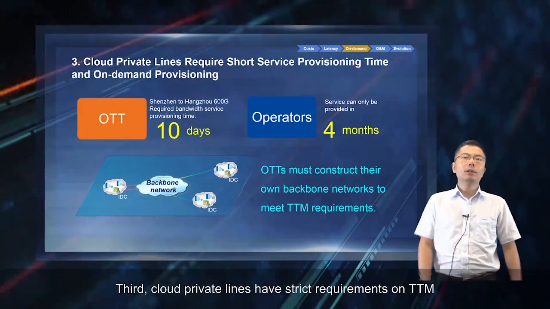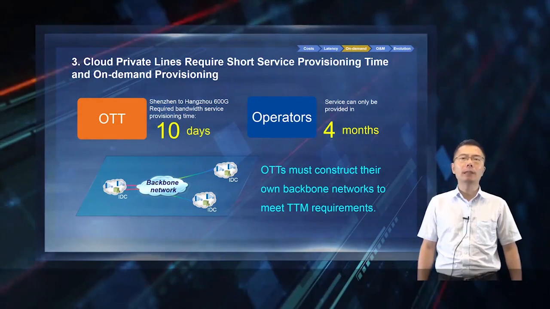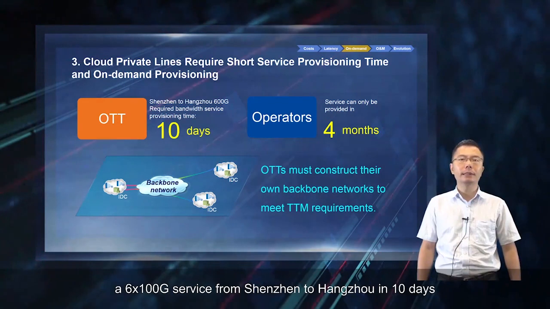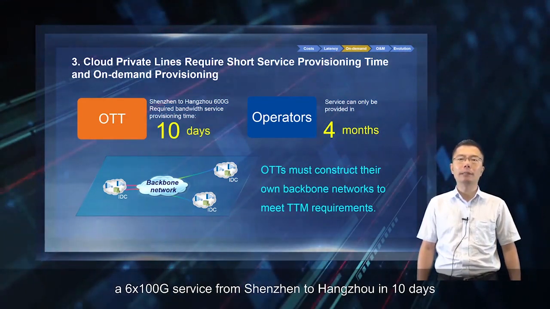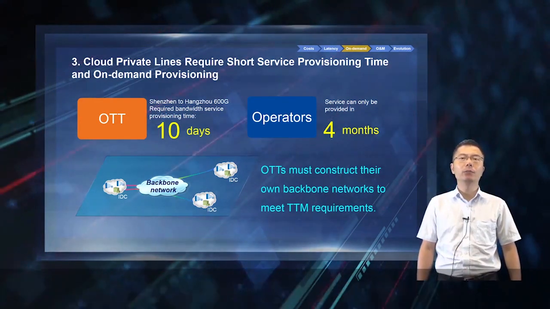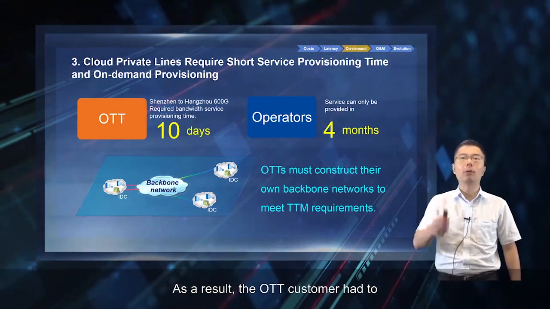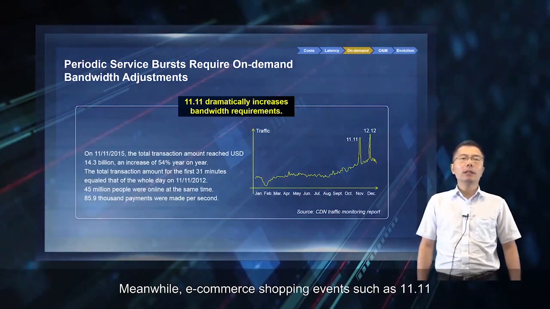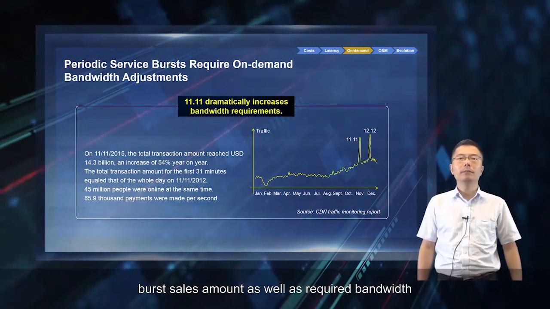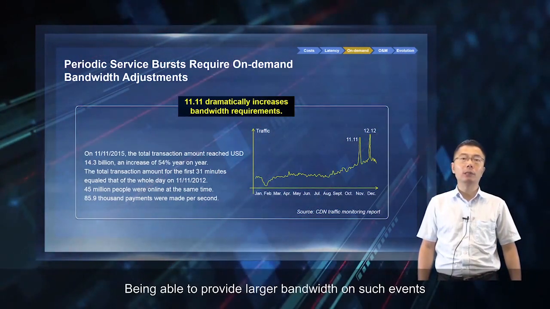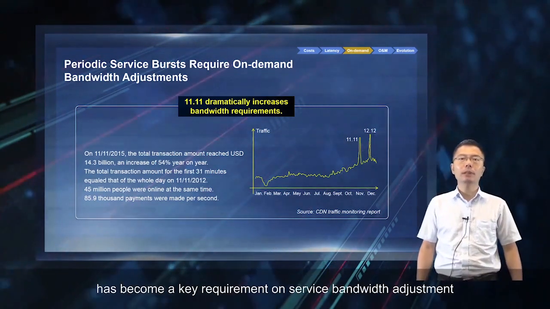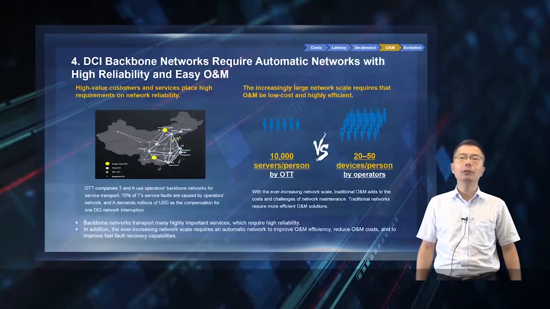Third, cloud private lines have strict requirements on TTM. For example, one OTT customer required a 6x100G service from Shenzhen to Hangzhou in 10 days, but operators can only deliver the service in 4 months. As a result, the OTT customer had to construct its own backbone network. Meanwhile, e-commerce shopping events such as November 11th burst sales amount as well as required bandwidth. Being able to provide larger bandwidth on such events and revert back to normal bandwidth after the event has become a key requirement in service bandwidth adjustment.